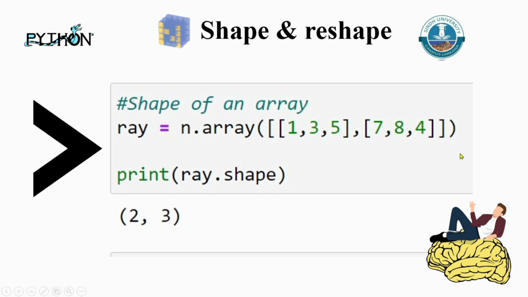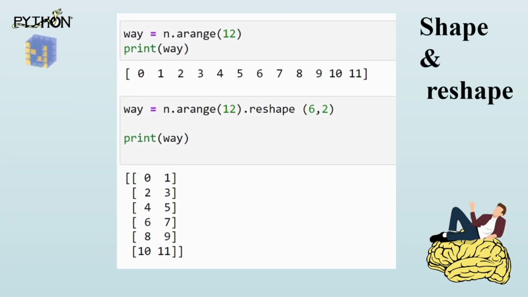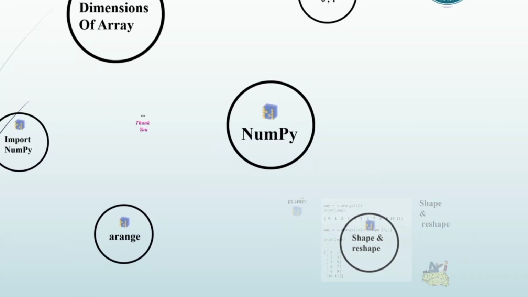Then the reshape method is used to reshape existing matrices. Suppose I have an array that contains elements from 0 to 12 minus 1, that is 11. And I want 6 rows from a single row and 2 columns from 12 columns. Then I would use the reshape method. So the reshape method helps us to change the structure of our existing matrix. After using the reshape method, we have a completely different matrix.